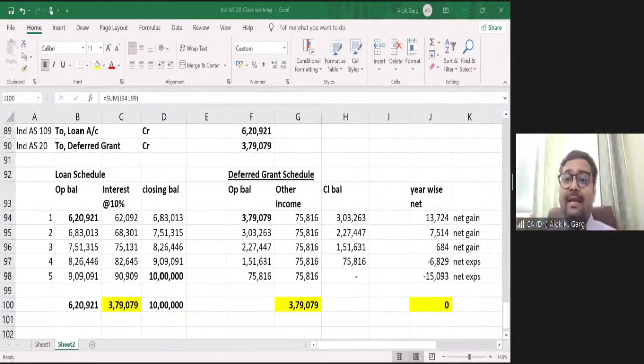Okay. But the second one is if the government has given this loan at a lesser rate of interest or at an interest-free rate. In that case, how to do the accounting, that I have discussed.